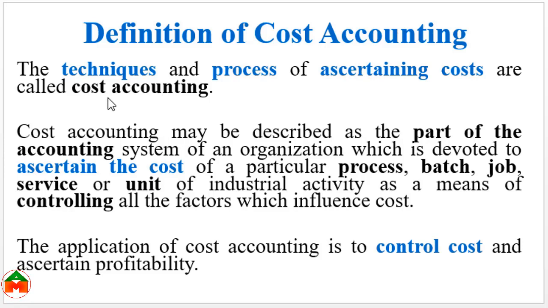What is cost accounting? Cost accounting is a technique and a process of ascertaining cost, or determining cost. By this cost accounting, we can determine the cost of any production or any service performed. Cost accounting is part of accounting, and it ascertains the cost of a particular process, batch, job, service or unit of any industrial activities. It is used for controlling all the factors which influence cost. So ultimately, cost accounting is a tool for controlling cost, and for the purpose of controlling cost, the first step is to ascertain the cost of production or of performing any service.